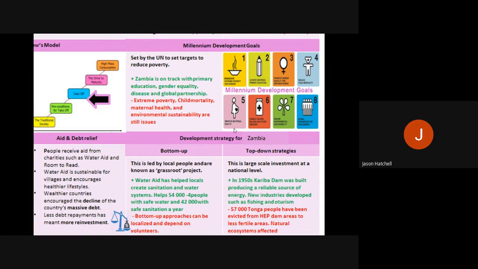However, there are always negative aspects or disadvantages to top-down strategies like this, and very similar with bottom-up. And the biggest negative aspect of this really was that 57,000 people who lived along where the dam was built had to be essentially displaced or evicted away from the HEP dam area to less fertile areas. So the farming in the areas that they moved to was not as good. The soil wasn't as fertile or rich in nutrients. And that led to 57,000 people, if you like, having individual negative impacts of the dam being built.